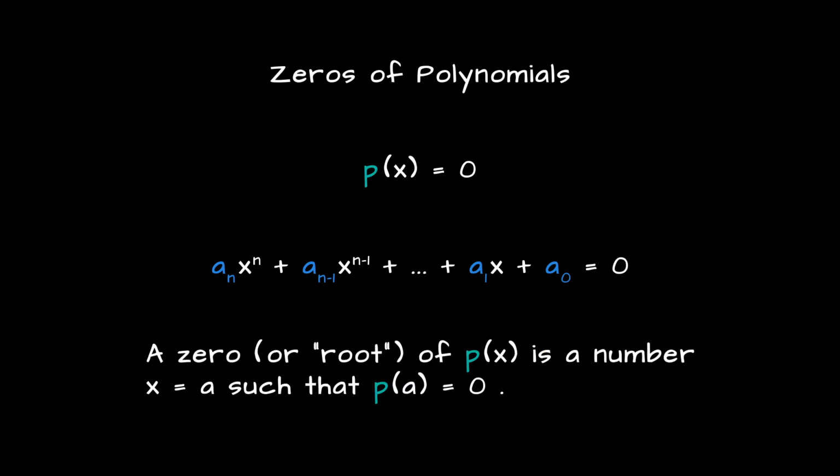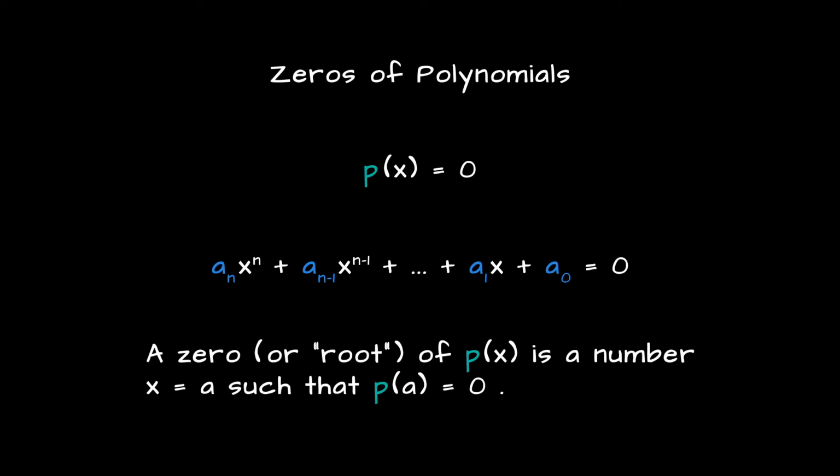Accordingly, we say that a 0, or a root, of the polynomial p of x is a number, x equals a, with the property that p of a equals 0. So when we talk about zeros of polynomials or roots of polynomials, we're just referring to the values of x that make them equal to 0.